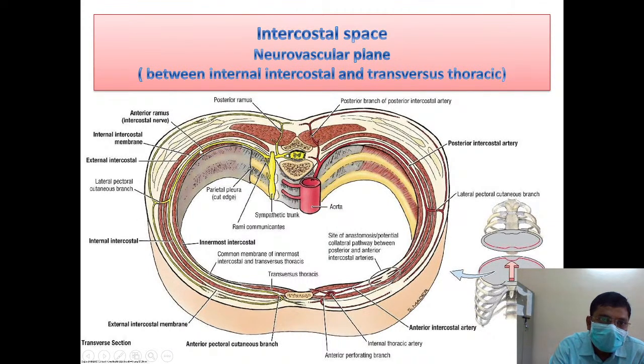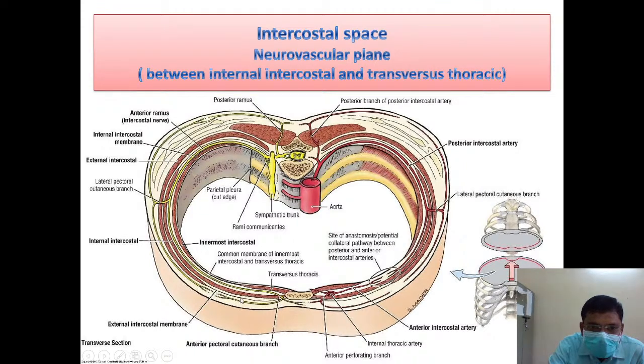Most important, you can see this is the anterior ramus of the intercostal nerve, and this is the internal intercostal membrane, which you are seeing as a small line. You can see the muscle thinning out and forming the internal intercostal membrane. This is the external intercostal muscle, the outermost one, and you can see the lateral pectoral cutaneous branches dividing. As you move anteriorly towards the sternum, the external intercostal muscle is thinning out and forming a membrane, which you can see as this black line.